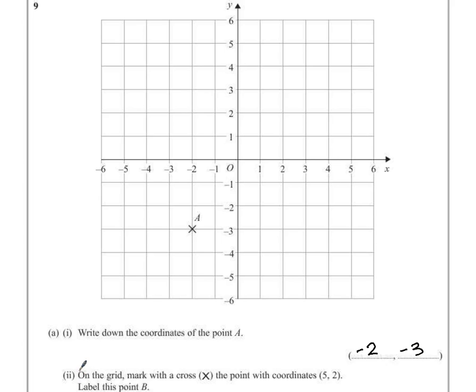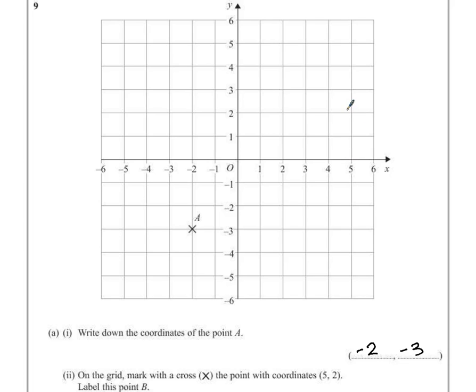For part 2, on the grid, mark with a cross the point with coordinates 5, 2. So in the same idea, the first number is how far across we go. So we go on the x-axis to number 5, and then the second number says how high up we go, and that's to a +2.